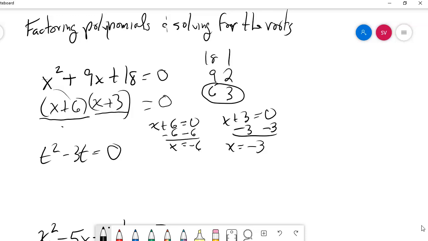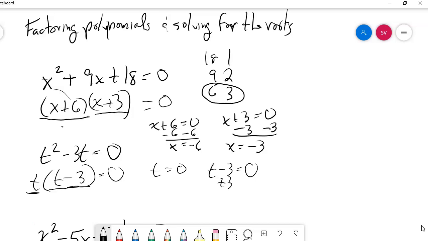Now let's take a look at a problem like this. Let's look at what's common between the two. There's a t. Let's factor that t out. So what are we left with in parentheses? t minus 3. That's equal to 0. So we look at everything that's multiplied together. This t is multiplied to this t minus 3. So we set t equals 0, and then t minus 3 is equal to 0. We'll add 3 on each side. t is equal to 3, and t is equal to 0. And those are our two solutions for this problem.